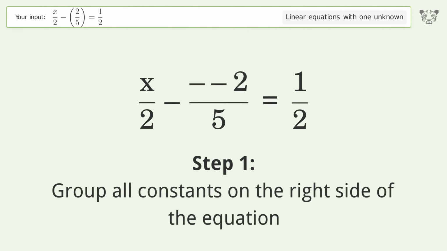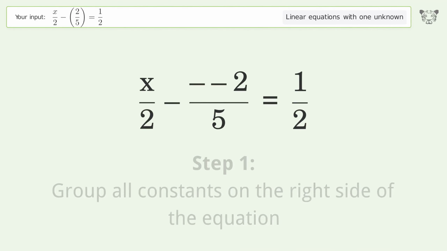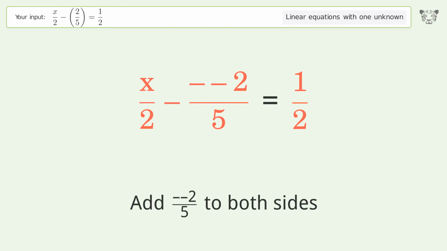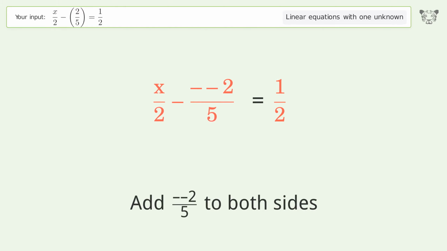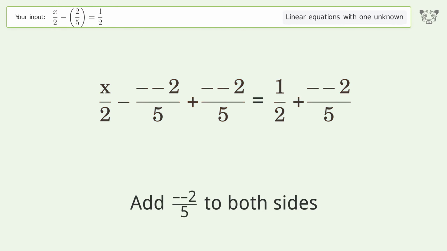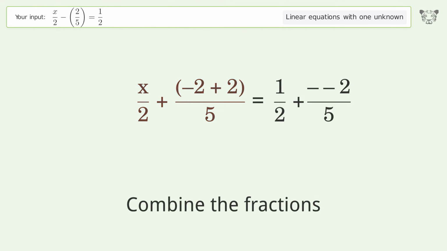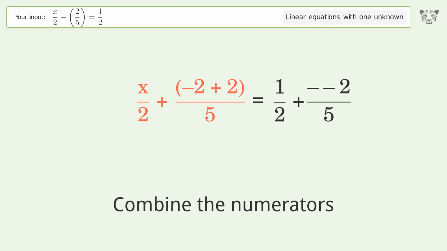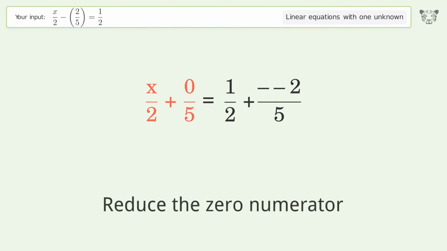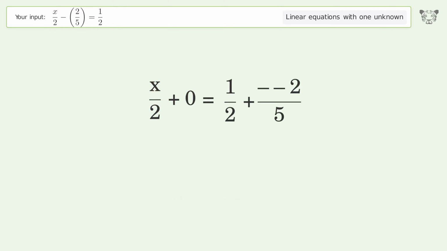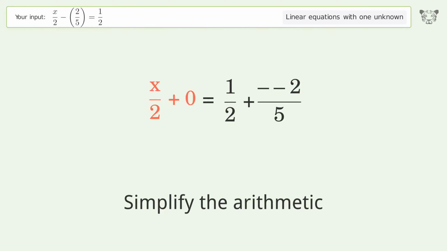Group all constants on the right side of the equation. Add -2/5 to both sides. Combine the fractions. Combine the numerators. Reduce the zero numerator. Simplify the arithmetic.